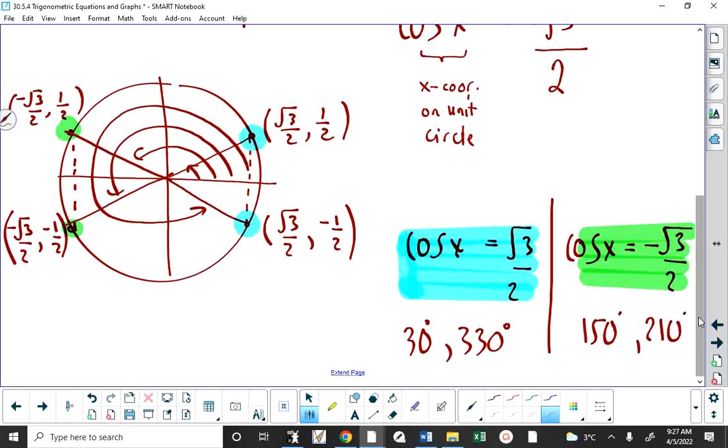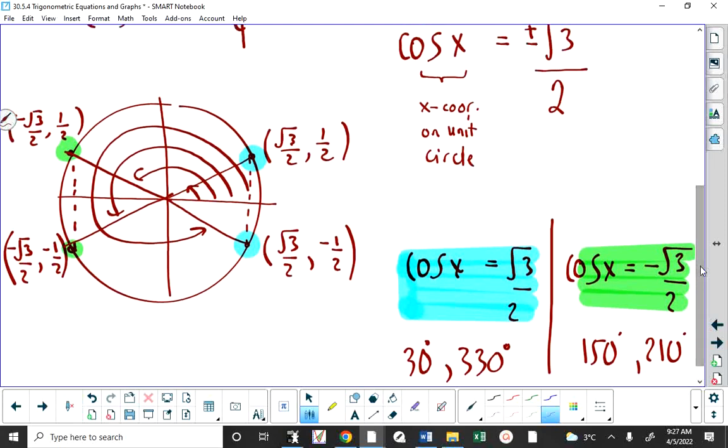So I'm just going to pause there just to make sure that everybody understands those 4 highlighted points. Don't worry about all the swirls and lines. Those 4 highlighted points can be described by those 4 angles I've written down. Are you okay with that? Ian?